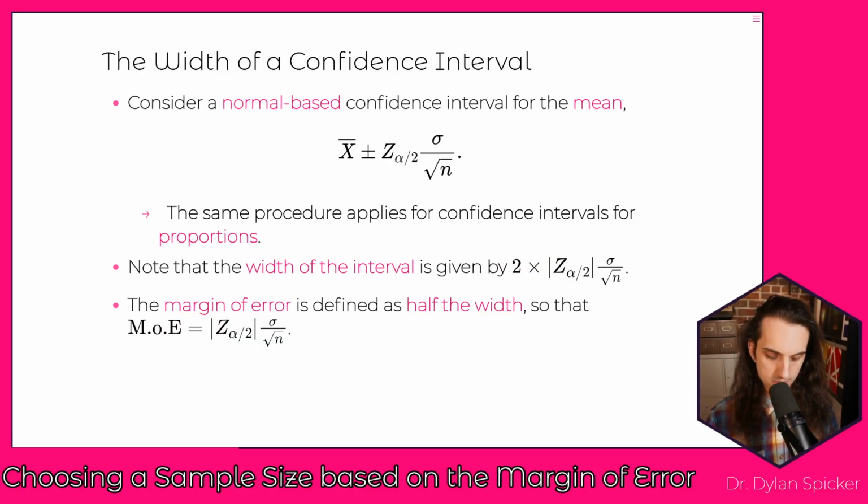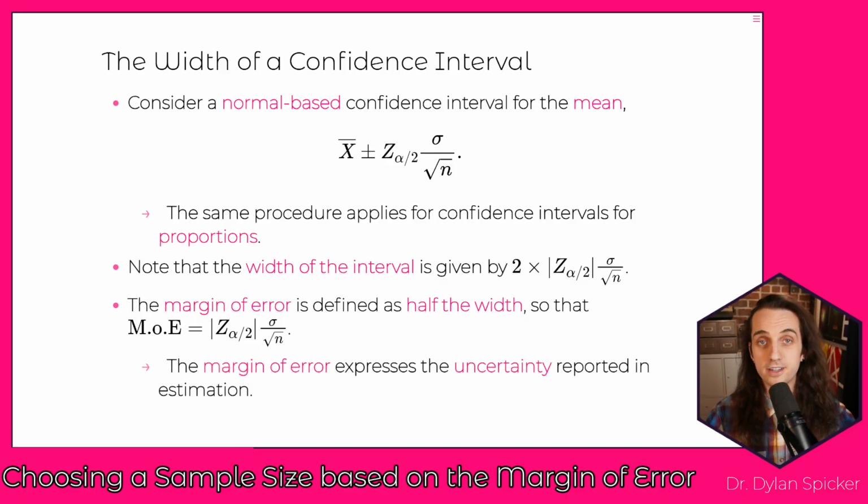This is given by the margin of error, and so another way to think about the confidence interval is that we take x bar plus or minus the margin of error. That's why we refer to it as the margin of error. It's because when we're reporting the confidence interval, it becomes the thing that we add or subtract. It's the margin that we have in terms of our error in estimation. So the margin of error is expressing the uncertainty that we're reporting within this estimation.